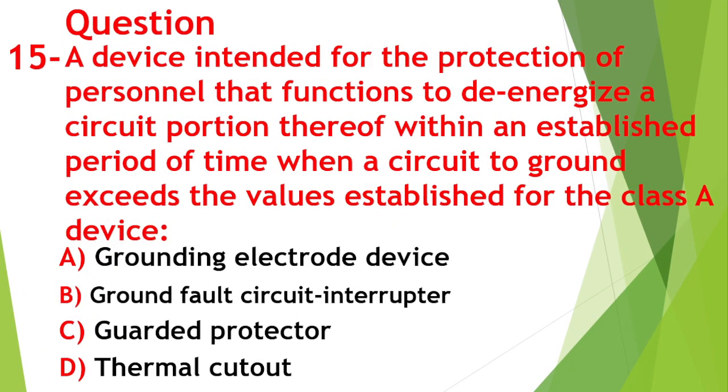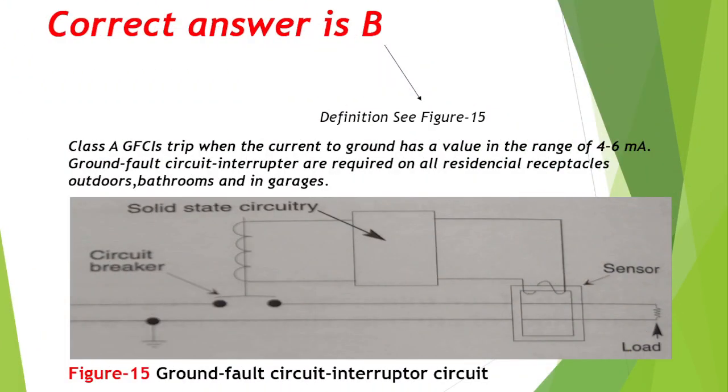Next, question number 15. A device intended for the protection of personnel that functions to de-energize a circuit or portion thereof within an established period of time when a current to ground exceeds the values established for a Class A device. A. Grounding electrodes device, B. Ground fault circuit interrupter, C. Guarded protector, D. Thermal cutout. Correct answer is B. See the figure.